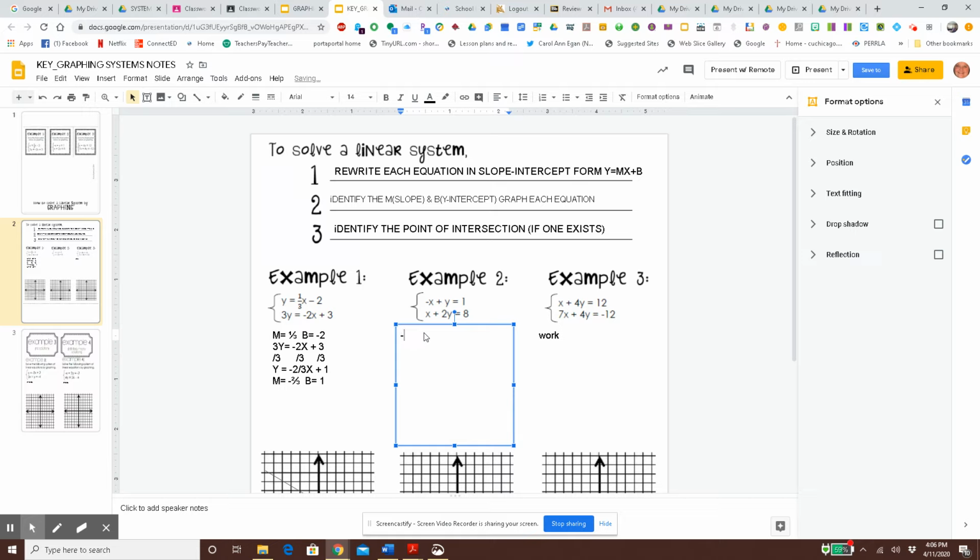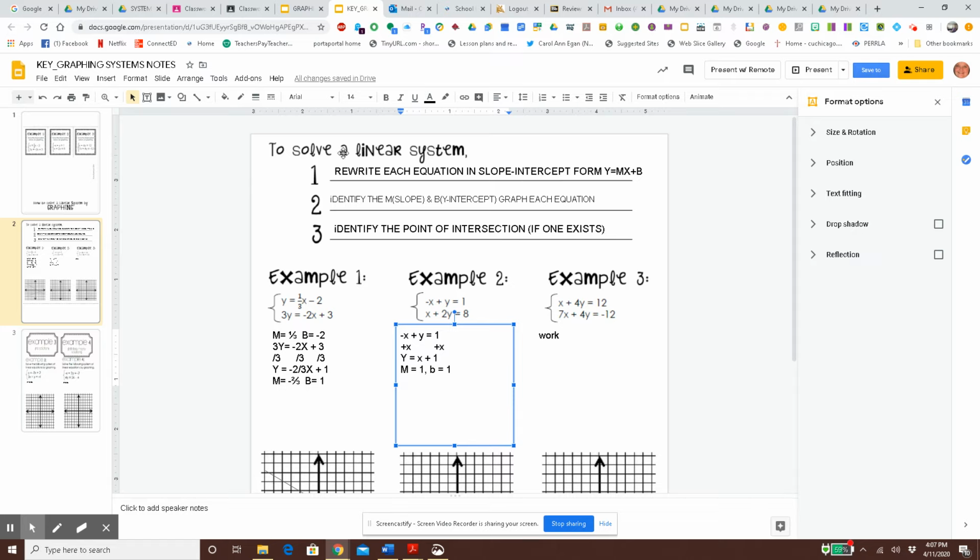So the first one, negative x plus y equals 1, is not in slope-intercept form. Take my cap off. Negative x plus y equals 1. So in order to put it in, I'm going to have to add x to both sides. And that's going to leave me with y equals x plus 1, making my m equal to 1, because that's what the coefficient is in front of x. Remember, we don't see it, but it's there right here in front of the x. And making b equal to 1 as well.